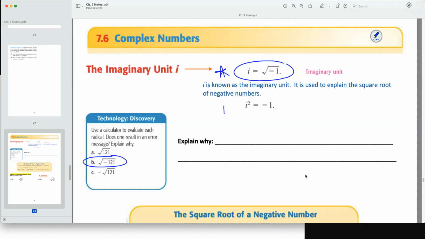Another thing that's important to know is that when you take i and you square it, it really equals -1 in the real number system. So i squared is the same thing as -1, and i is the same thing as the square root of -1. And if you want to take a minute to explain in your own words why the square root of -121 doesn't work, why when you take the square root of a negative in the real number system, that doesn't work, take a minute to write that down.